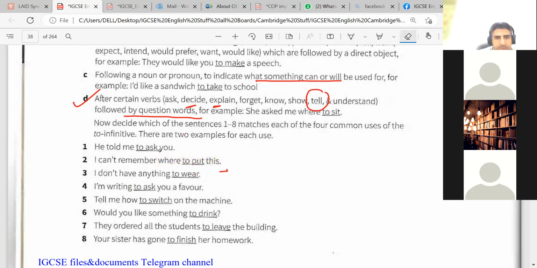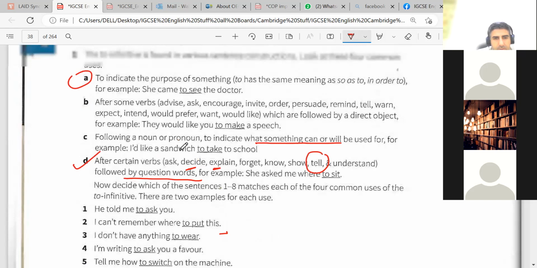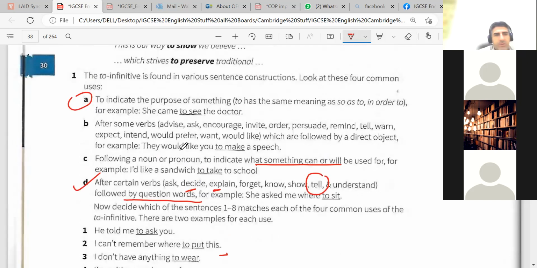Four, please, Jury. I'm writing to ask you a favor. So I'm writing to ask for your favor. What is the function here? Why are we using the infinitive here? A, B, C, or D?